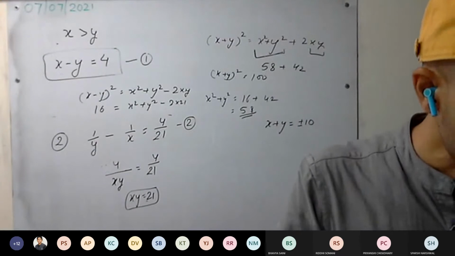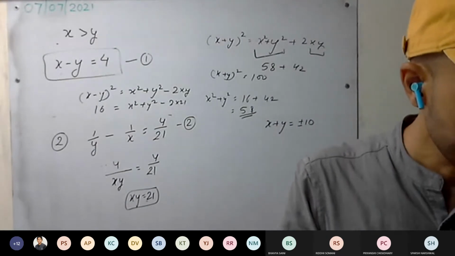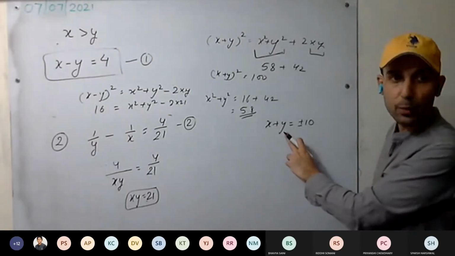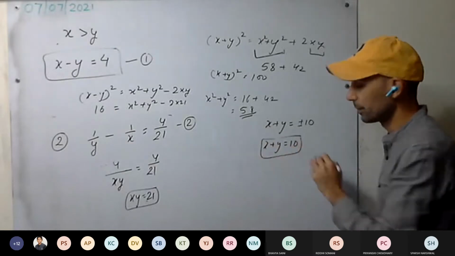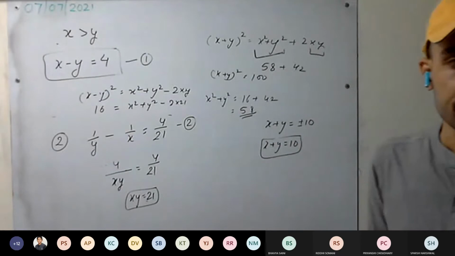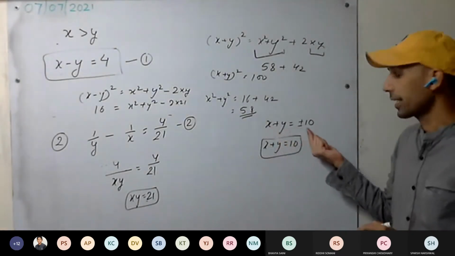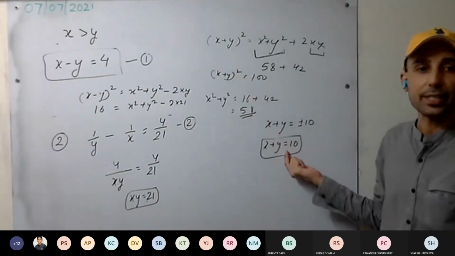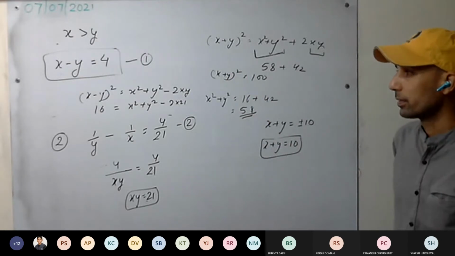Okay, 6th question we are doing. The difference between two positive numbers is this. Difference between two positive numbers. So x and y both are positive numbers. So x plus y will be 10, we have to take. Understood this one? Since x and y both are positive numbers, x plus y cannot be minus 10. We have to take x plus y equal to 10. Now we can solve these two equations. We can get the value of x and y. This is clear?